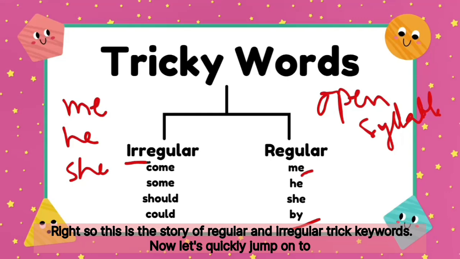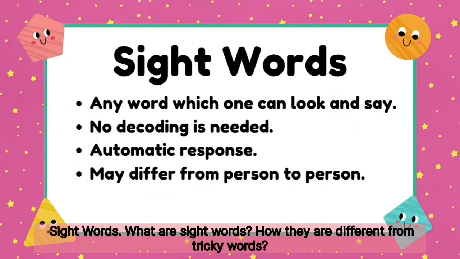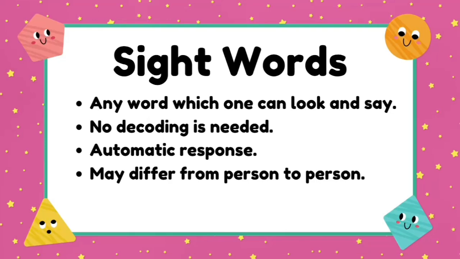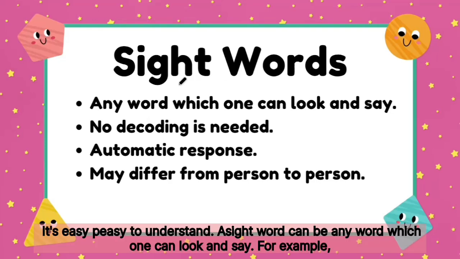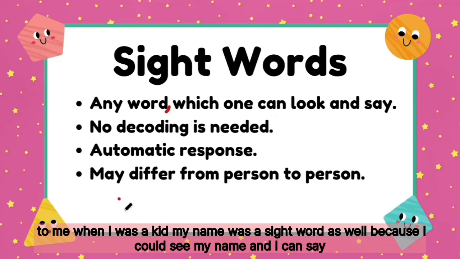Now, let's quickly jump on to sight words. What are sight words? How are they different from tricky words? It's easy peasy to understand. A sight word can be any word which one can look and say. For example, to me, when I was a kid, my name was a sight word as well because I could see my name and I could say it.